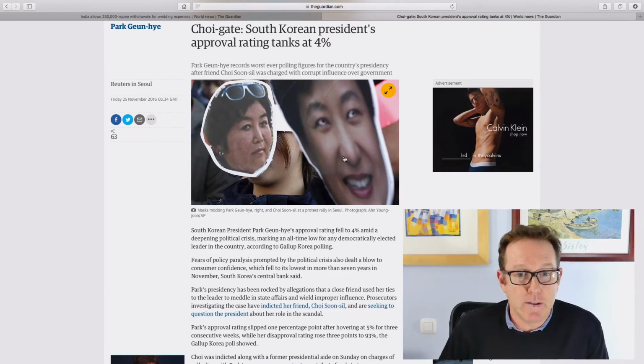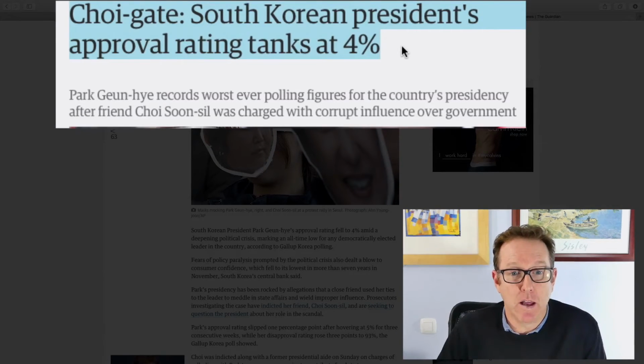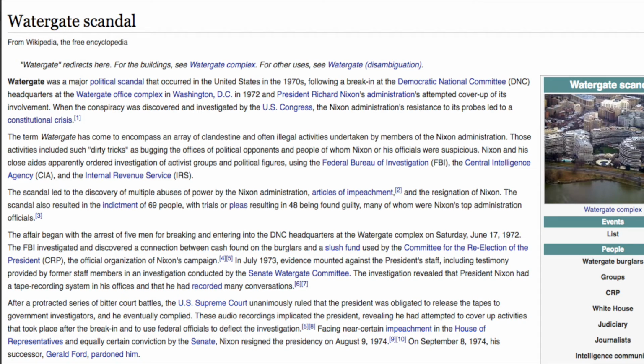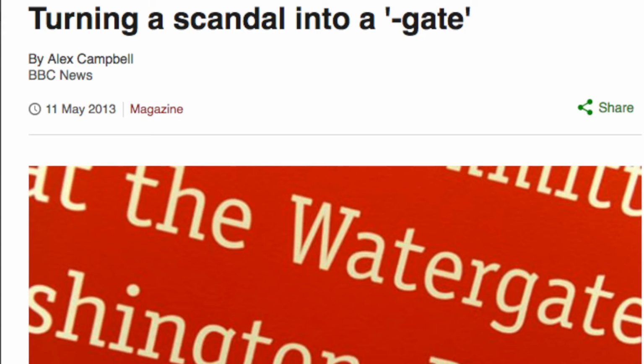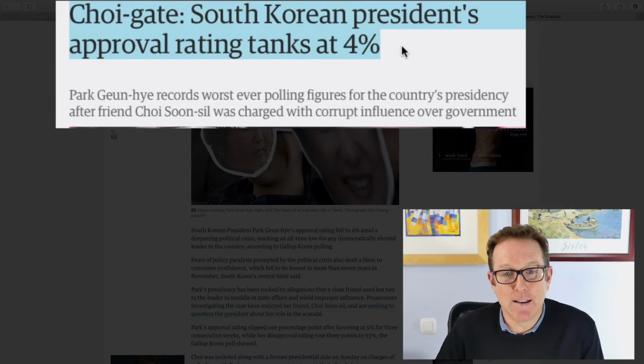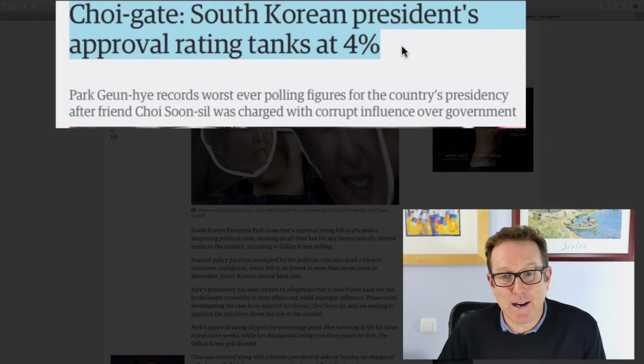Now the next article is Choi-gate. South Korean president's approval rating tanks at 4%. Now, Choi-gate. When we use the word gate in English, normally in a political context, it's because of a scandal. There was Watergate, there was, I think, Lewinsky-gate for Bill Clinton. There were many other gates, political scandals, and this is Choi-gate. South Korean president's approval rating tanks at 4%, meaning that it has fallen or dropped rapidly. So a rapid decline to hit bottom, okay, at 4%.